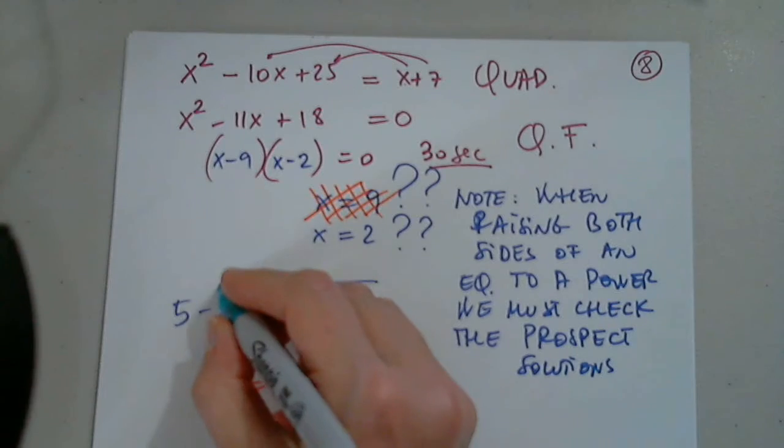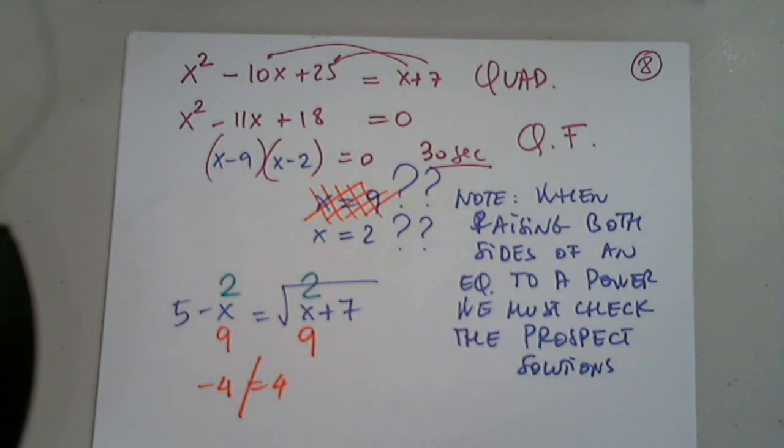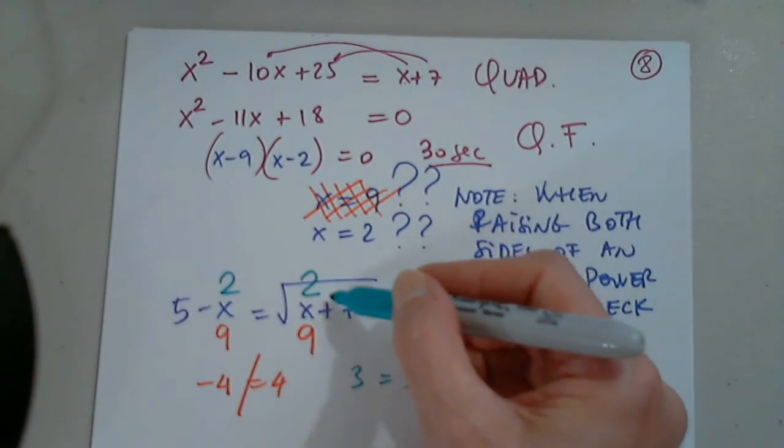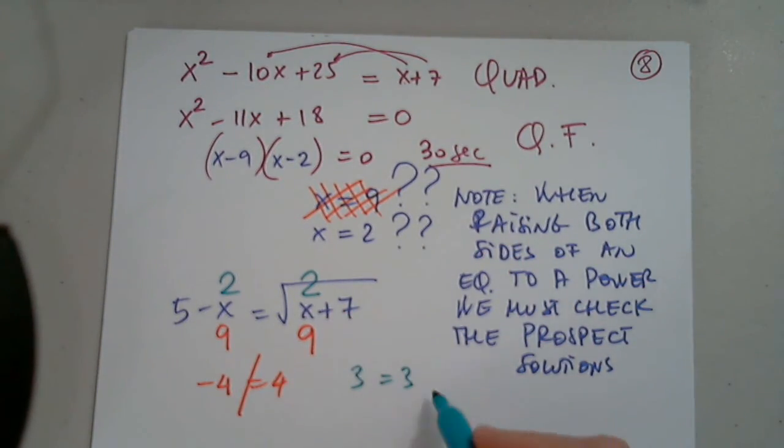Okay, now I'm checking 2. Does 2 work? Yes, it does. The left-hand side is 3. The right-hand side is 3. 2 plus 7 is 9. The square root of 9 is 3. Yes. So x equals 2.